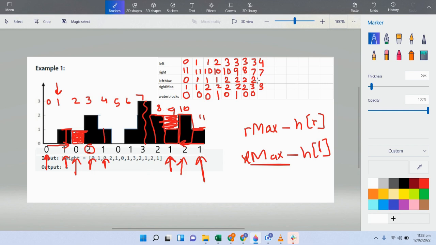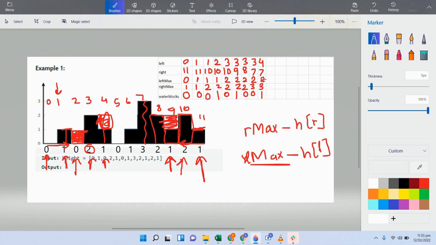So I'm not going to update my left pointer. It will remain the same, but I'm going to calculate how much water I can store. My left max is 2, my current height is 1, so 2 minus 1, I can store one block of water at this position. So I am going to get the value 1 here, right?